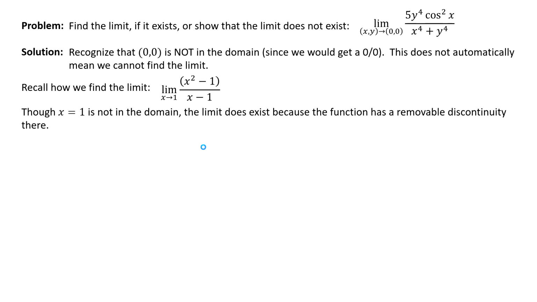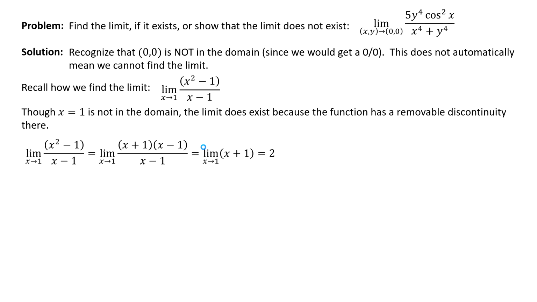Or else what could we do? We could do this manipulation. I'm going to write x squared minus 1 as x plus 1 times x minus 1. And now x minus 1, I can cancel them. Can I cancel x minus 1 and x minus 1? Yeah, man. A times B over B, you can cancel the B and make it equal to A.